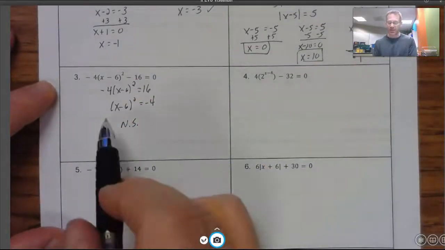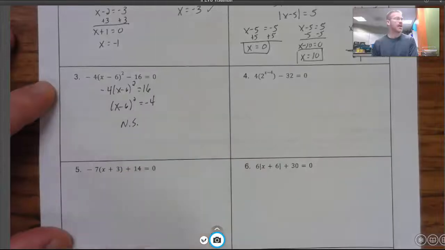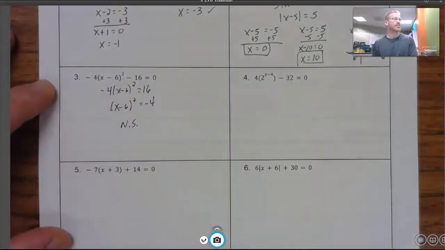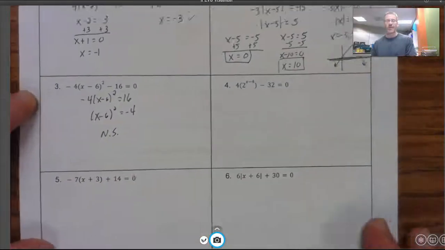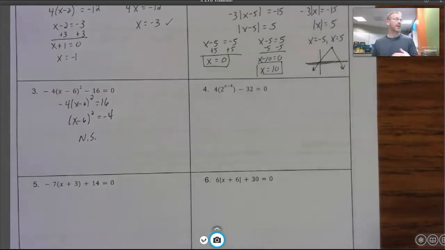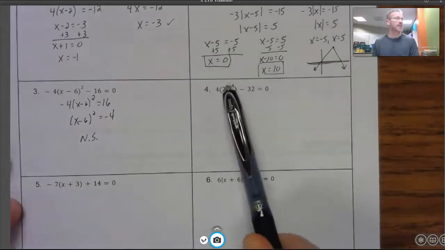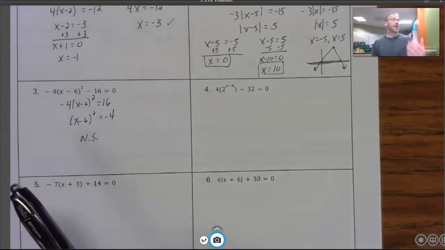All right, but we got to get to the step where there's nothing on the outside of our square before we make that determination. And then I'm done. All right, looking at number 4 here, we have an exponential, right? Or we have an x in the exponent. So we are expecting 1 solution. Is it equal to 0?